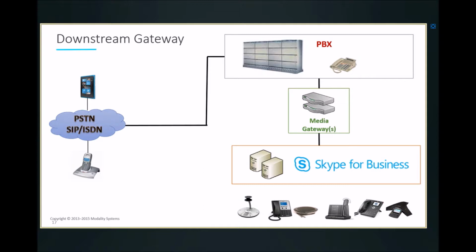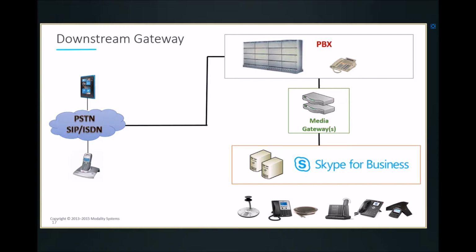SIP being an IP protocol, so there's no proprietary network or cabling, it's just TCP/IP over a network. And ISDN being a standards-based telephony integration where we use an ISDN-specific cable and port to connect the PBX to the gateway, and then it talks SIP from the gateway to Skype for Business.